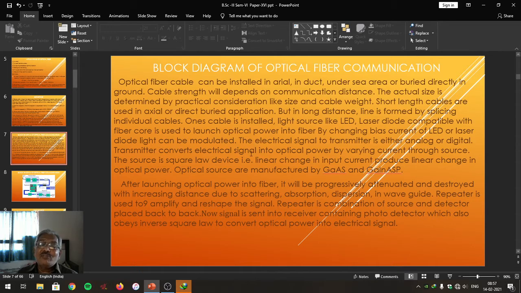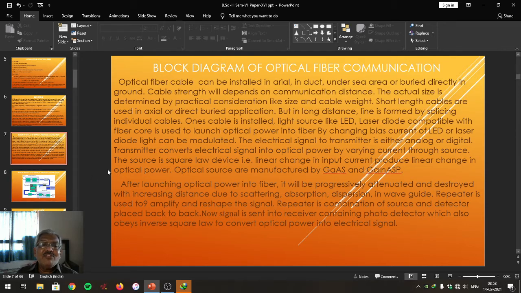Now obviously the source, that is the LED, follows a linear law. That is, a linear change in input current produces a linear change in optical power. Means the light radiations coming out from the LED, which are launched into the optical fiber, are proportional to the change in input current, and the change in input current is proportional to the signal to be transmitted. Friends, these optical sources, LED and laser diode, are made up of either gallium arsenide, gallium arsenide phosphate, or gallium indium arsenide phosphate. These are the materials used to construct the light sources.